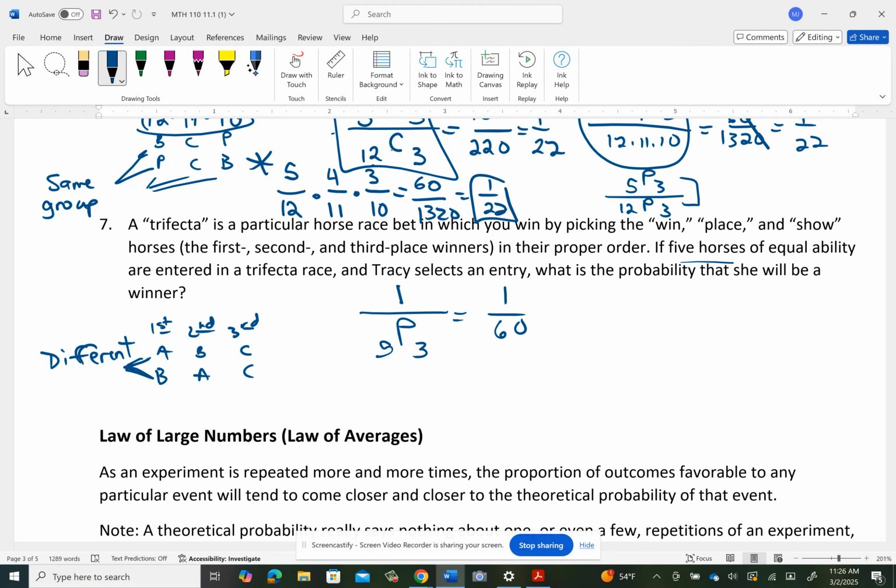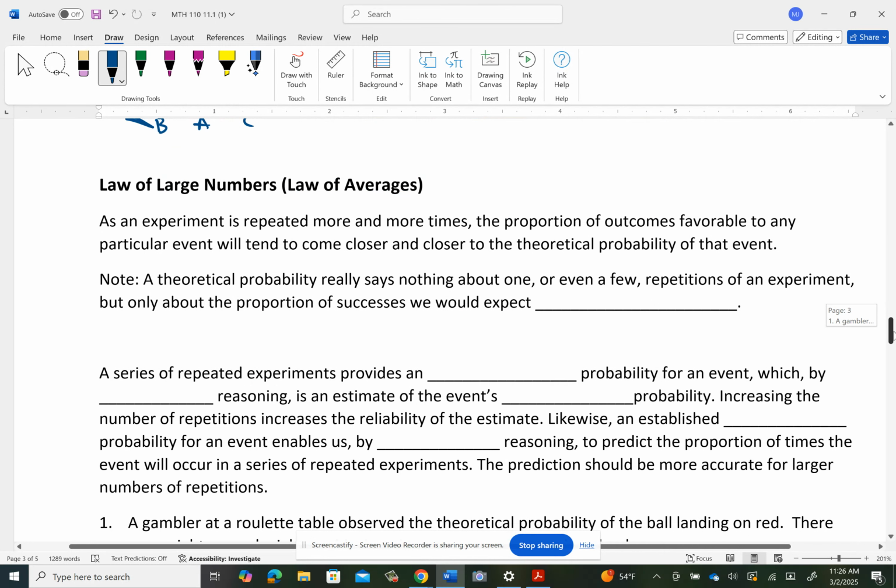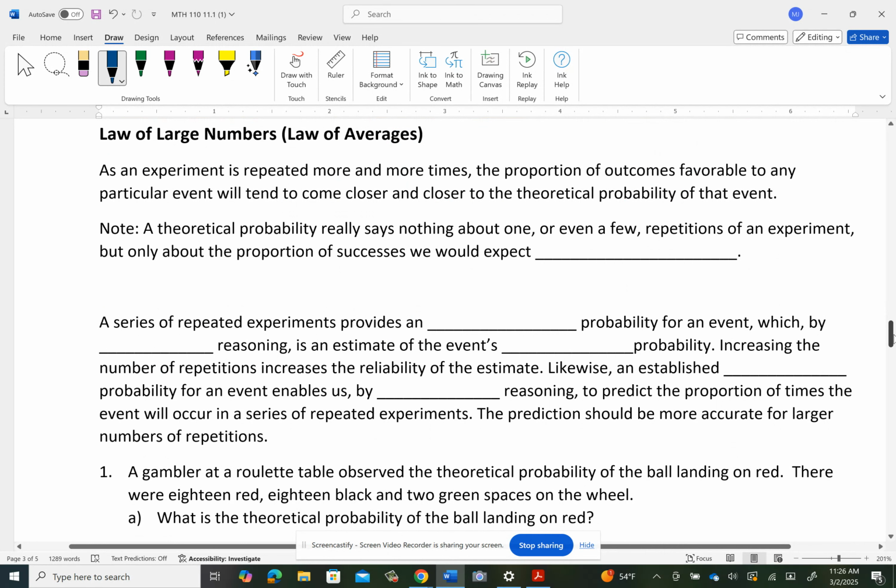Okay? All right, now, this next little chunk is really trying to get at the meaning of probability, like what it's really saying and what it's not saying. All right, so let's take a look at this idea: the law of large numbers, or the law of averages. So the more you repeat an experiment, like tossing a cup, the proportion of outcomes that are favorable to a particular event will come closer and closer to the theoretical probability of that event.